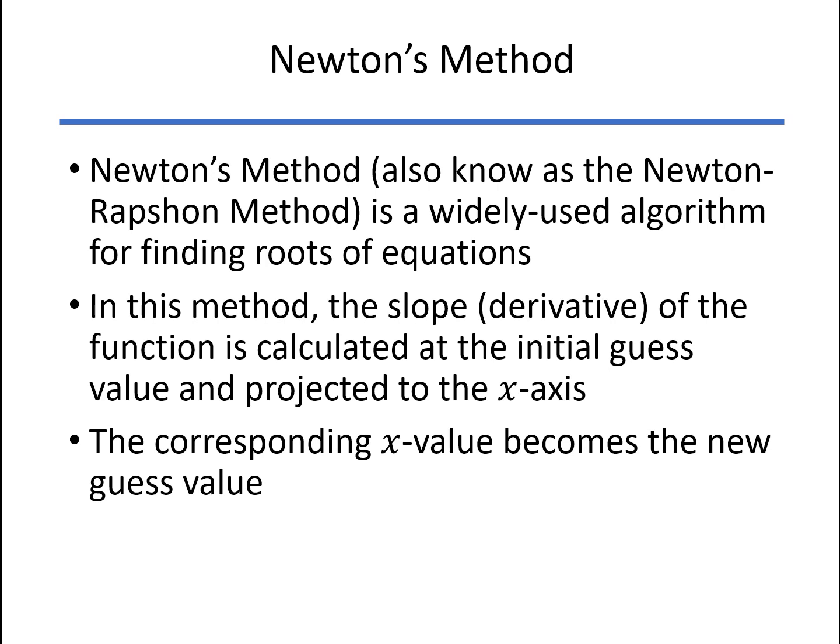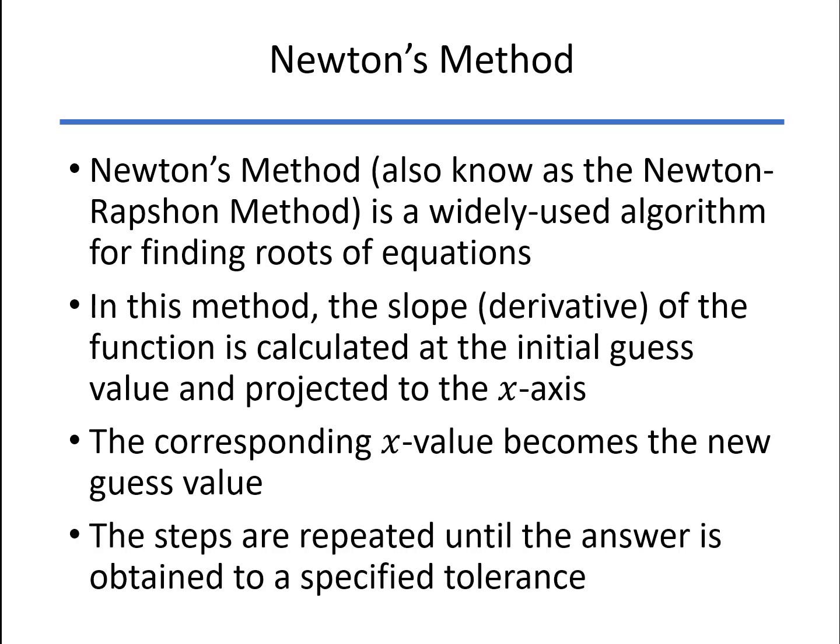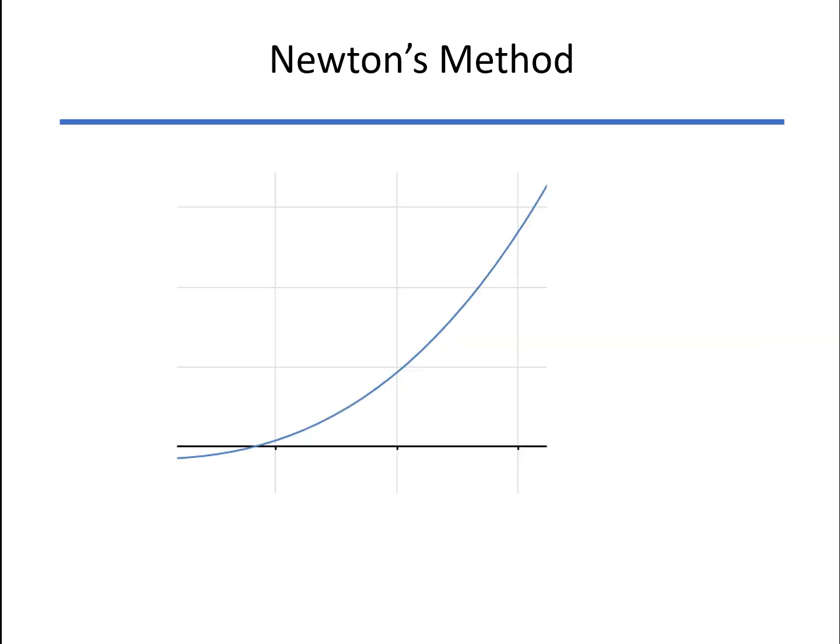And where the slope intersects with the x-axis, that becomes your new guess value, and you keep doing that until you get the answer to the specified tolerance that you want. So again, illustrating it here, here's a function, and you can see over here is the root that we're trying to find, but maybe we make an initial guess and it's here. Well, we can calculate the value of the function at that initial guess, but we can also calculate what the slope is.